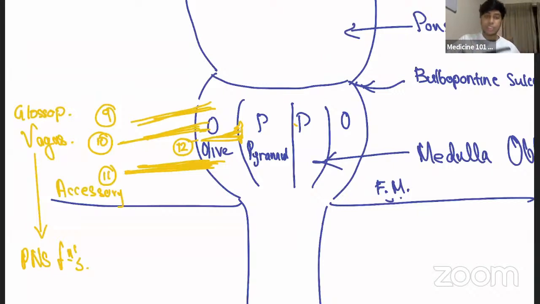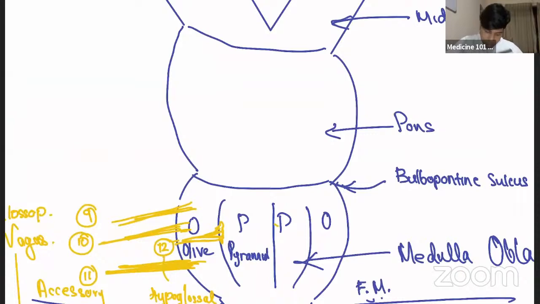And the 12th cranial nerve, what is that called? Hypoglossal. Yes. Where does that go to? Tongue. Yes, tongue innervation, the muscles. Okay. So next, the pons.